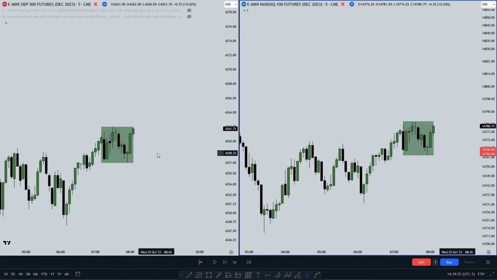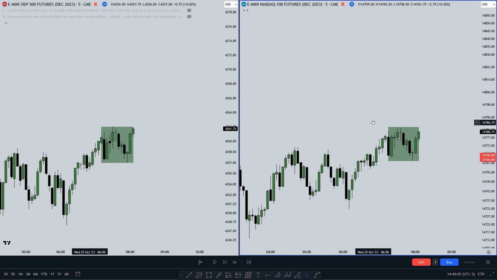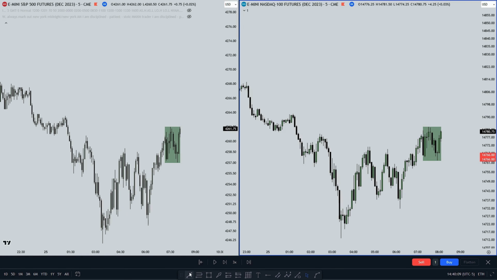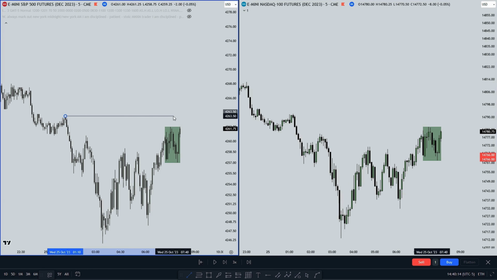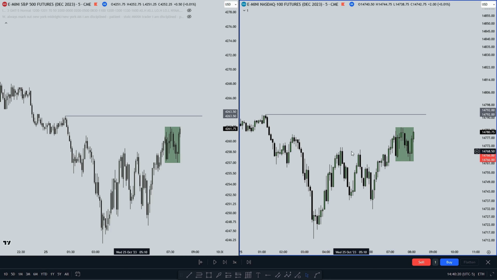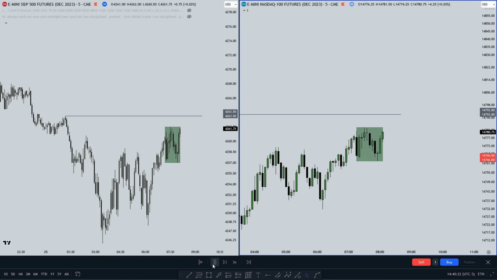For the next example, I have both the Nasdaq and the S&P 500. So right here on both the charts, we have made a consolidation. So now we can zoom out and see if we can maybe make a SMT. So right here we have buy side liquidity and the same over here. So let's see what happens.